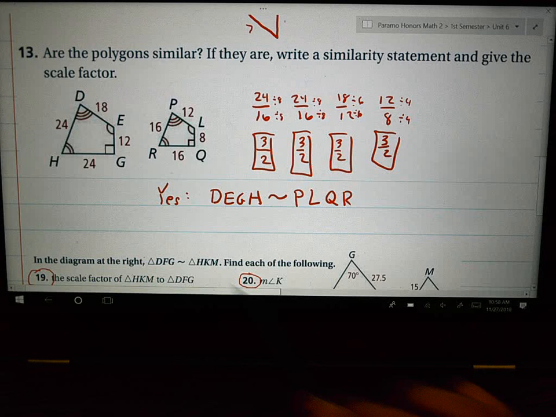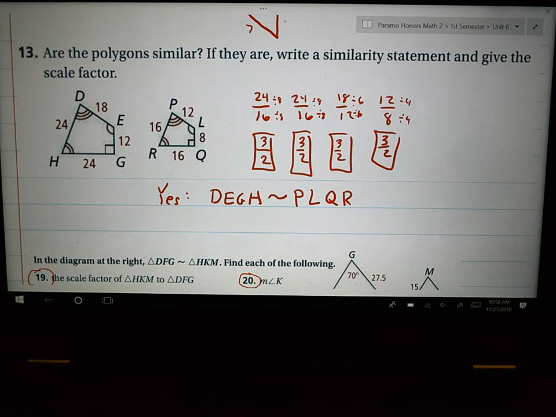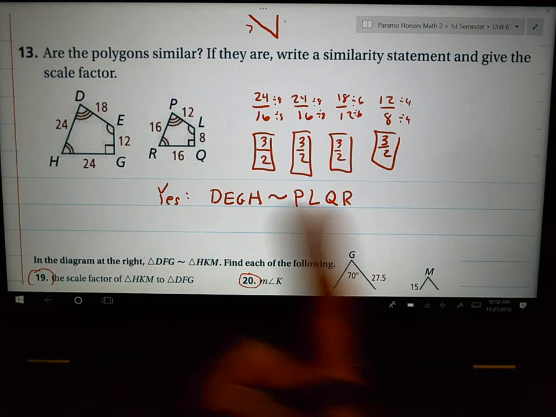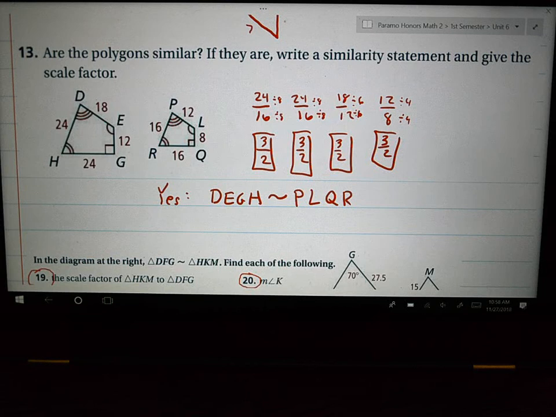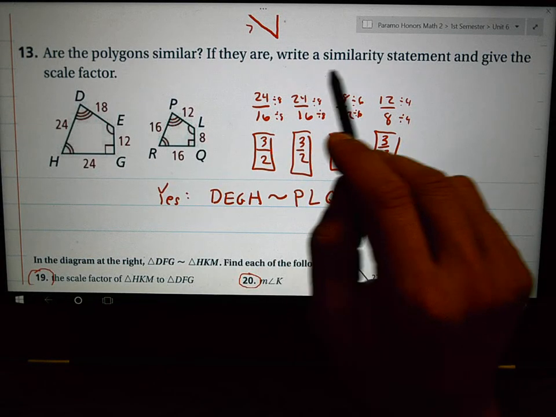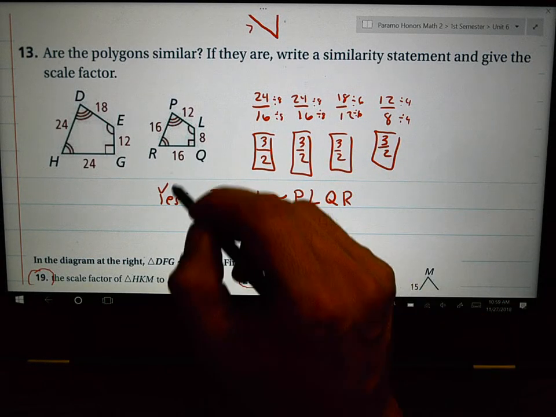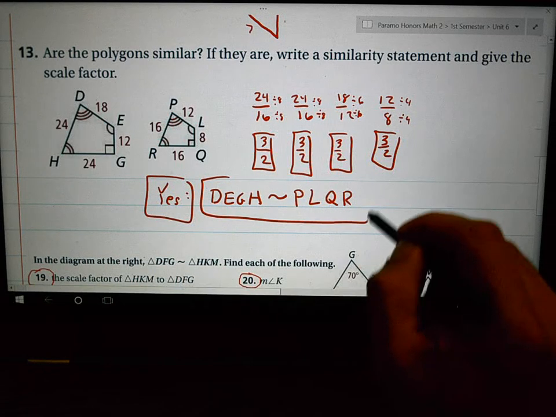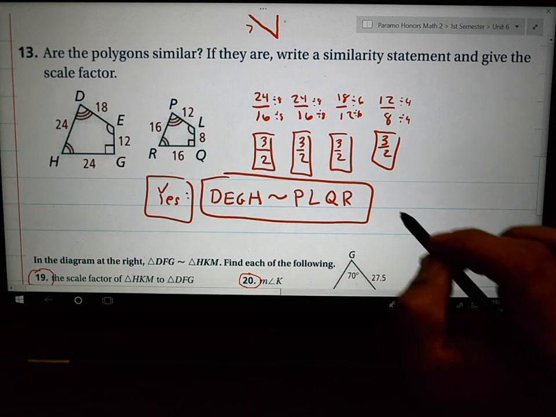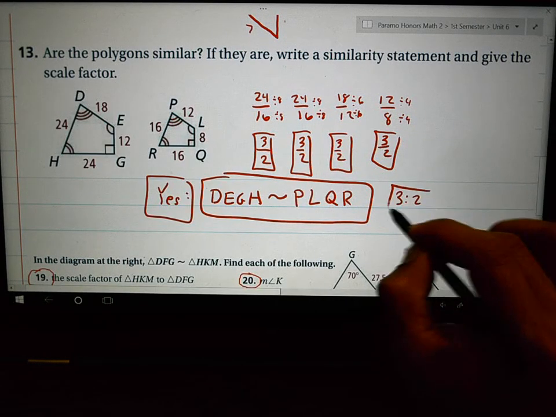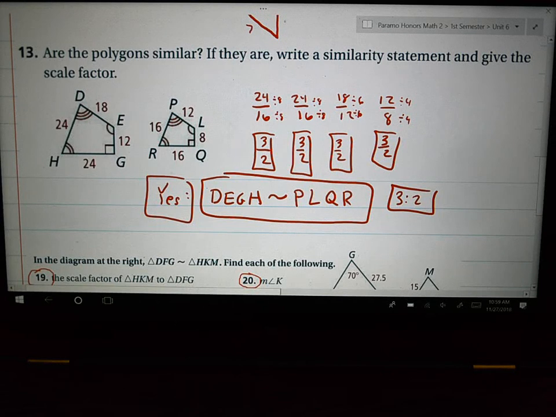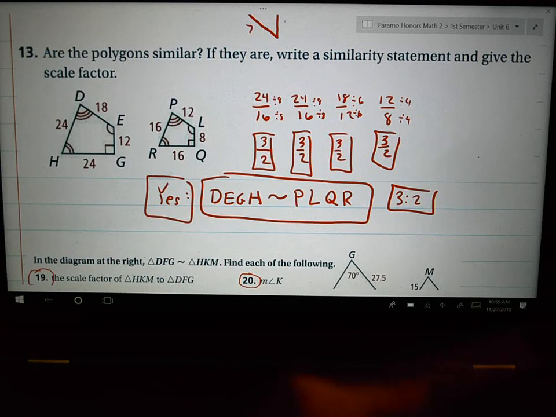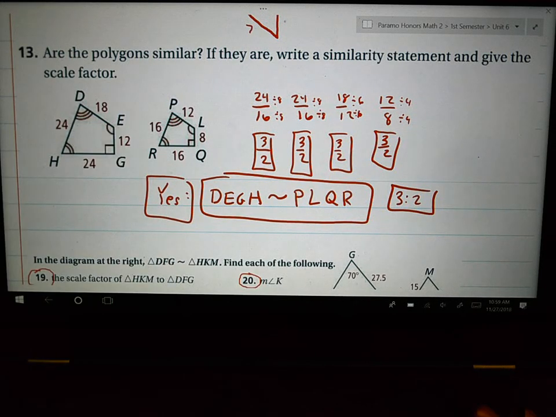This is a quadrilateral. So we do not know. There's no shape in front of the quadrilateral. If they are, write a similarity statement. We've done that. We've done part 1. Here's part 2. And give the scale factor. The scale factor, you can give it in any way you want. You can give it as a fraction or with a colon or with the word 2 in it. And I prefer the fraction, but I would accept it this way as well.